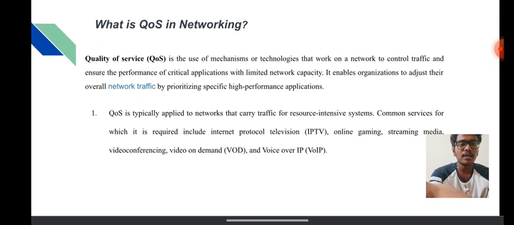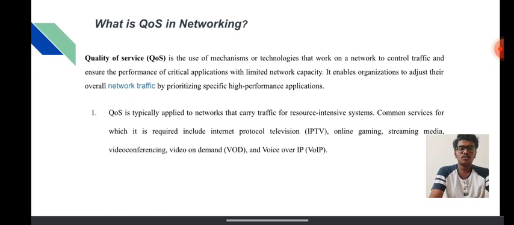QoS typing. QoS is typically applied to networks that carry traffic for resource intensive systems. Common services for which it is required include Internet Protocol television, that is IPTV, online gaming, streaming media, video conferencing, video on demand, that is VOD, and voice over IP, that is VoIP.